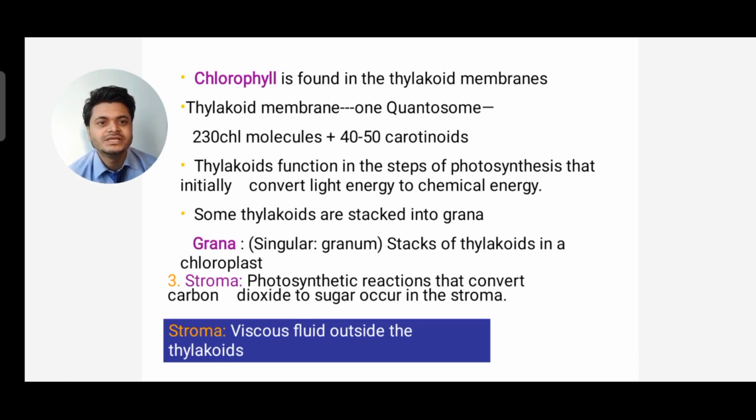Some thylakoids are stacked into grana. So what are grana? Singularly, it is granum. These are stacks of thylakoids of the chloroplast. Now, what is stroma? The photosynthetic reaction that converts carbon dioxide to sugar occurs in the stroma. So in the stroma region, the dark reaction takes place, and carbon dioxide is converted into sugar. Stroma is a viscous fluid outside the thylakoid.